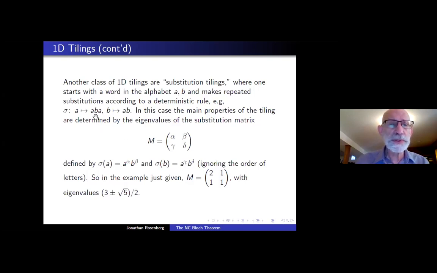So in this example here, A goes to something with 2 A's and 1 B, so that gives us a 2 and a 1. And B goes to something with 1 A and 1 B, that gives us a 1 and a 1. And so this is a unimodular matrix with determinant 1 and irrational eigenvalues. So this is a sort of typical example of substitution tiling.